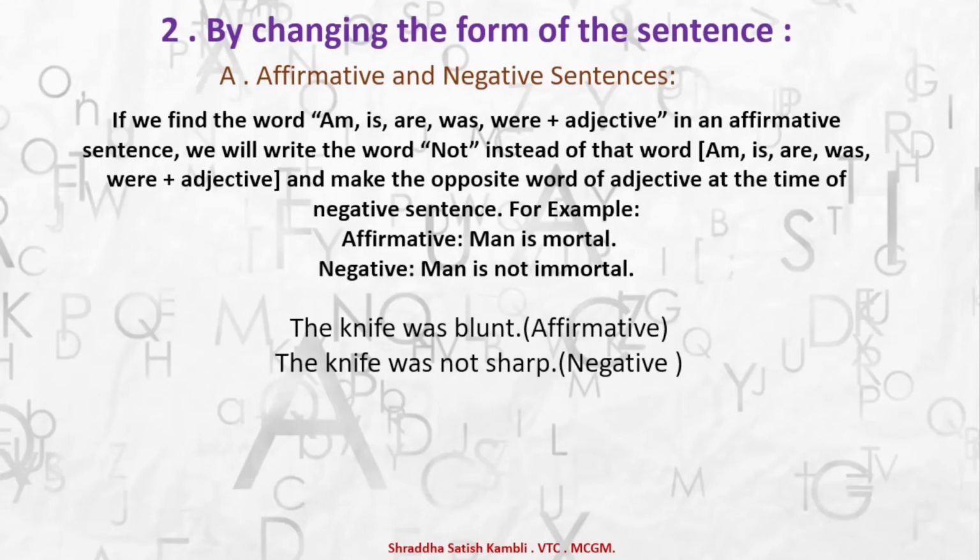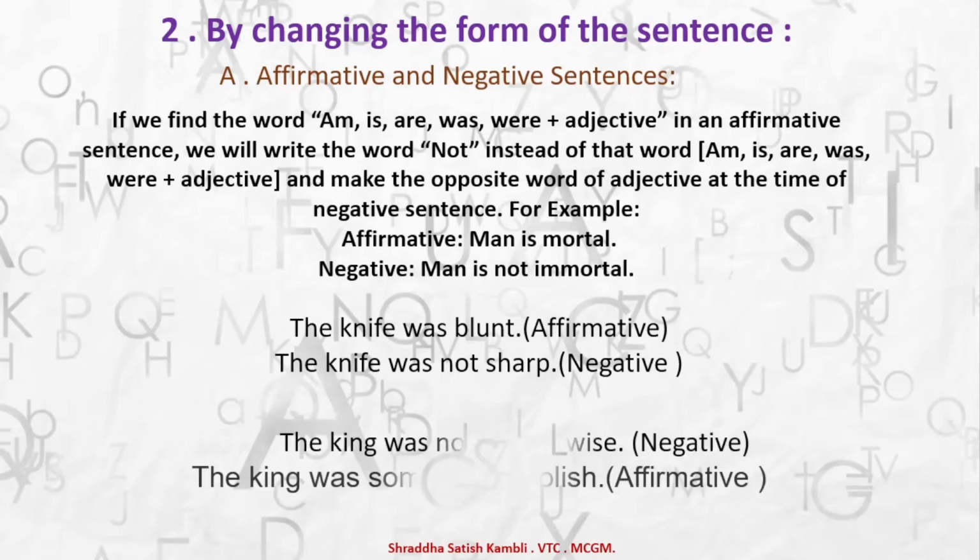The knife was blunt. Blunt means which is not sharp at all. So, what did I write? The knife was not sharp. Blunt means not sharp. So, the knife was blunt in the affirmative becomes the knife was not sharp in the negative. Then you have the king was not always wise.